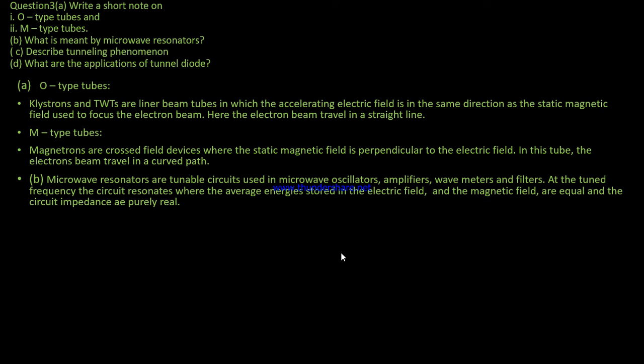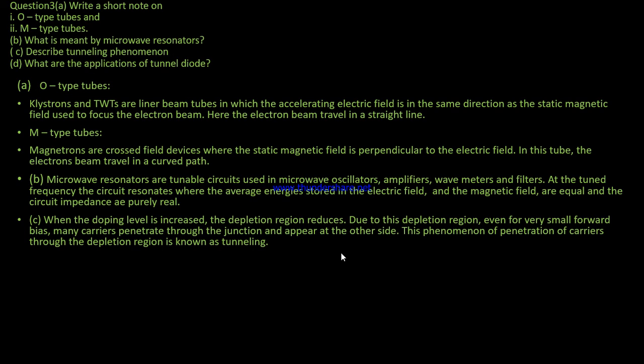The B part, for us to talk about microwave resonators. Microwave resonators are tunable circuits used in microwave oscillators, amplifiers, wave meters, and filters. So, at the tuned frequency, the circuit resonates where the average energies stored in the electric field and the magnetic field are equal, and the circuit impedance is purely real.